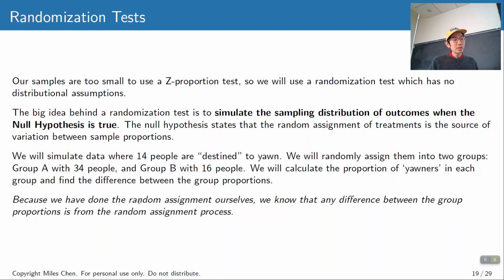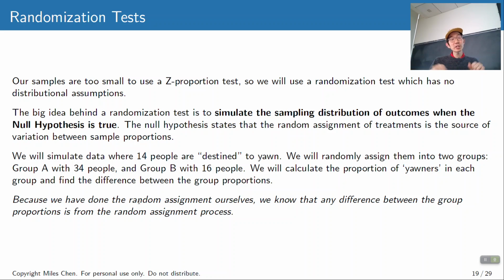And so in our simulation, we are going to set it up so that 14 out of 50 people are destined to yawn, okay? Out of 50 people, 14 people are going to be destined to yawn, and then we're going to just shuffle them up. And I'm going to shuffle up where we put 34 people into group A, 16 people into group B.